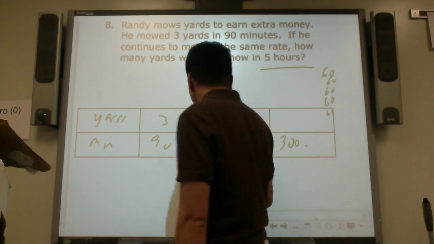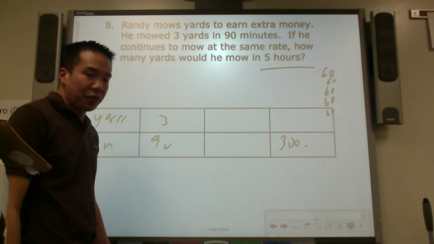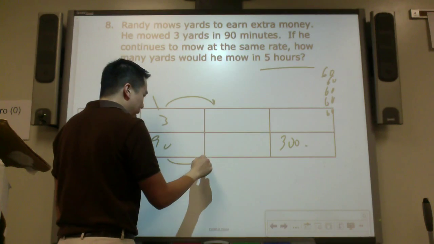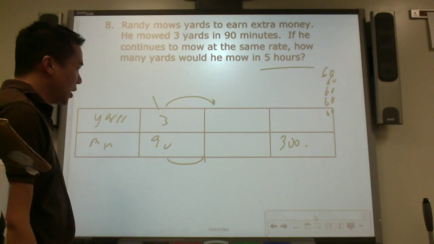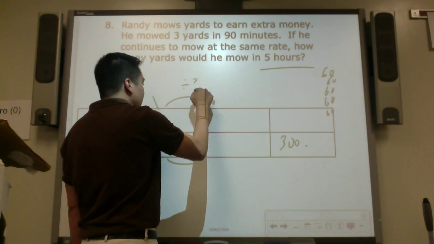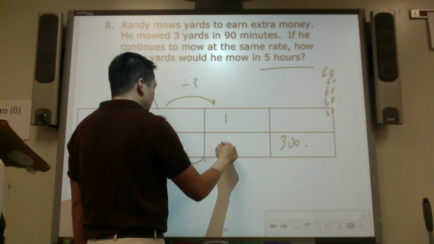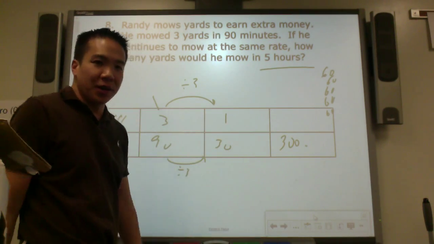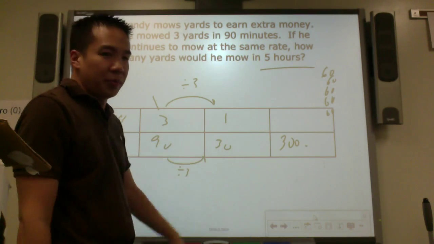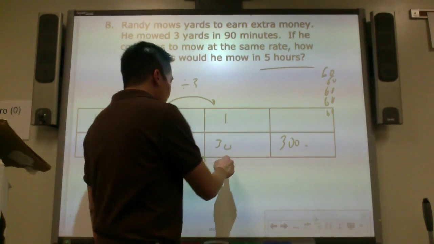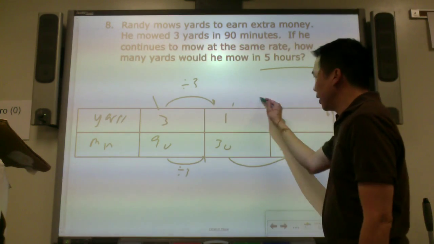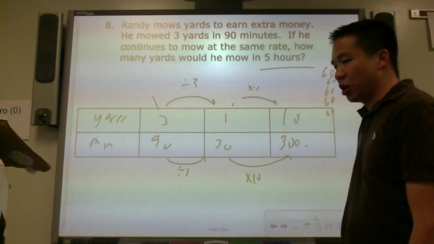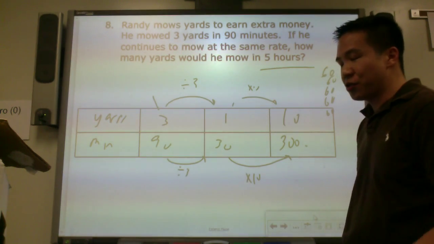Can 90 be built up to 300? I don't think so. I'm going to break this down, scale it back. I'm going to divide by 3. So in 1 yard, it takes them 30 minutes to do a yard. 30 minutes for 1 yard. Can I build this up now by 10? So he can do 10 yards in 300 minutes, or 5 hours.